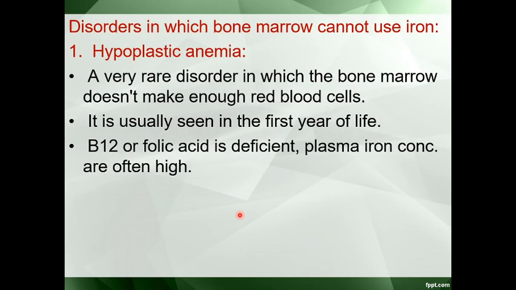Disorders in which bone marrow cannot use iron: hypoplastic anemia, a very rare disorder in which bone marrow does not make enough red blood cells. It is usually seen in the first year of life in B12 or folic acid deficiency. I'm not going into the detail of folic acid or B12 because when I cover these topics, then you'll come to know what is the role of B12 and folic acid in the formation of hemoglobin or in the formation of the RBCs.